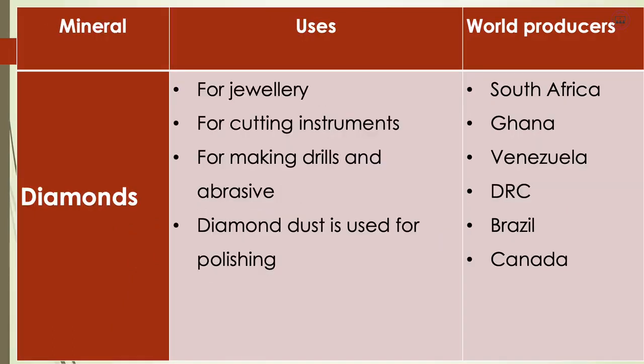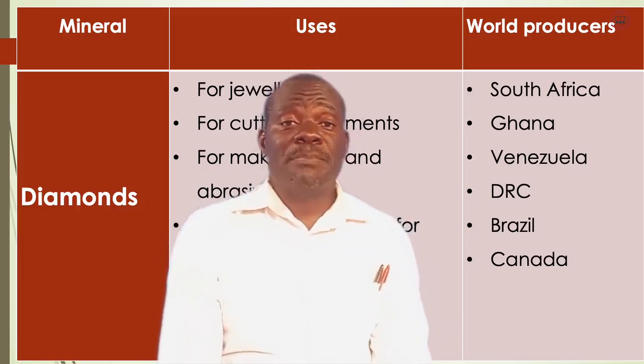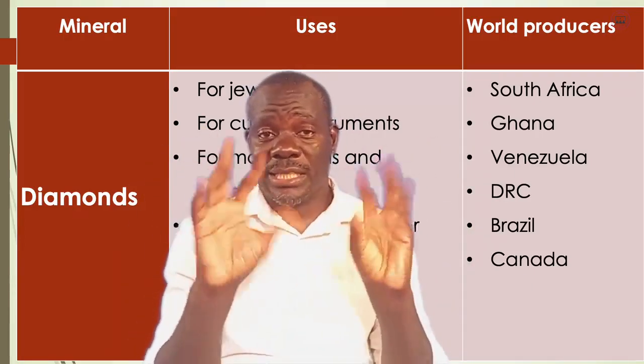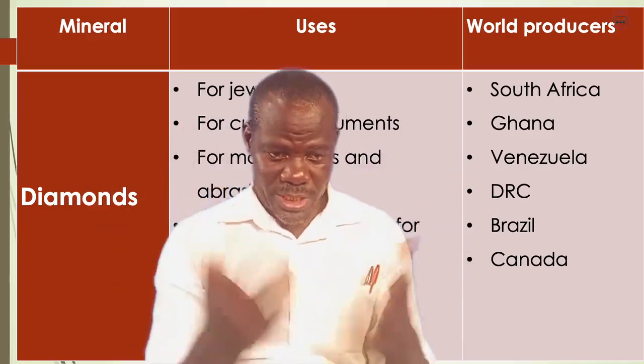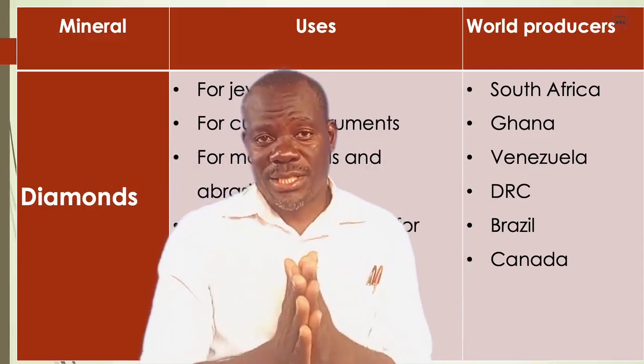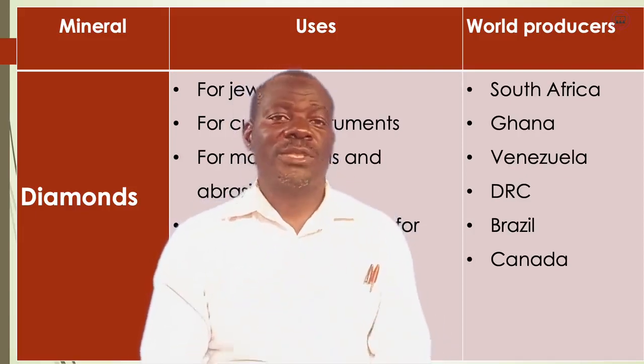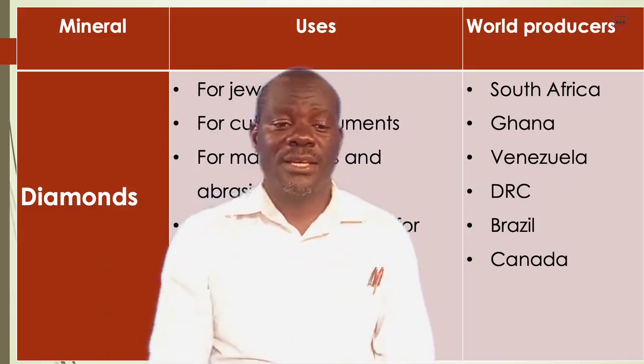Let's look at another mineral. Another mineral to look at is now diamond. What is the use of diamond? It is used for jewelry, for cutting instruments, for making drills and abrasives. Diamond dust is used for polishing. So diamond has big tasks. One is jewelry, because diamond glitters a lot, it sparkles. Diamond itself is used as a cutting instrument. Why? Because it is very hard. Diamond is very hard, therefore it is used to cut other instruments.